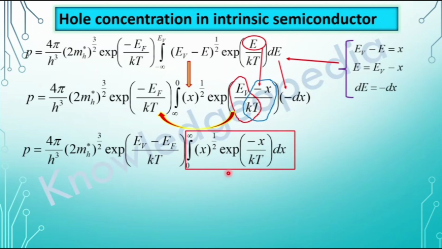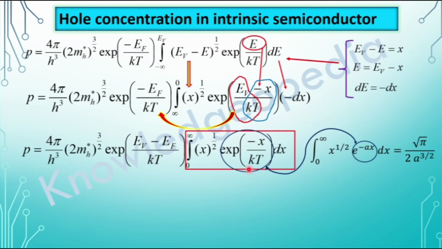So this integration resembles a standard integration, that is x to the power half e to the power minus ax dx is equal to root pi by 2 a to the power 3 by 2. Here if you can see this x to the power half, here also x to the power half, limit is 0 to infinity, here also it is 0 to infinity. Exponential minus x by kt is the same as e to the power minus ax. So if we compare this term and this term, I can write a is equal to 1 by kt.